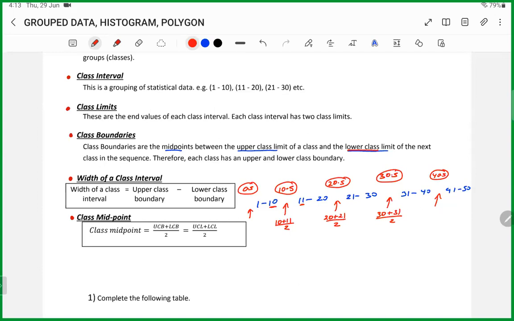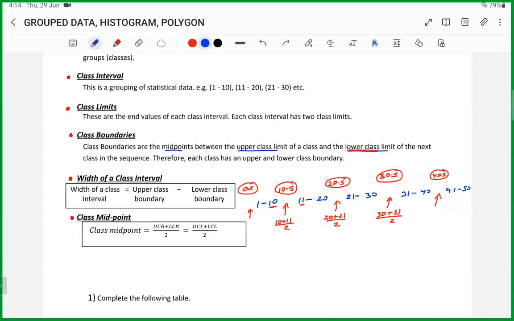Now, what you would notice is that the boundaries are shared. It's like two houses or two plots of land and they share a fence. Okay, so my fence to the right of my house is going to be my neighbor's fence to the left of their house. So what that means is, for this class, the upper class boundary is going to be 10.5. But for this class, the lower class boundary is going to be 10.5. It's a shared boundary, but it's the upper class boundary of one class and the lower class boundary of the other class. You see?